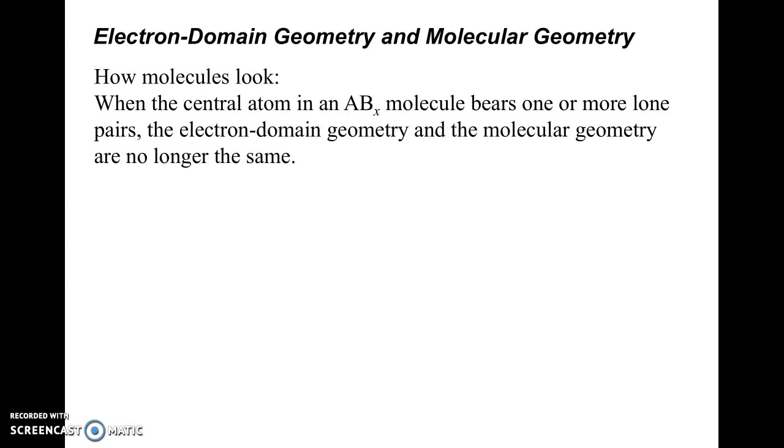All right, so we're going to look at the electron domain geometry versus the molecular, and the key is we have to look at the lone pairs that affect the electron domain geometry or define it, but they are just electrons, so you can't see them. So now the molecular geometry is not the same. I have an example here of ozone. If you draw the Lewis structure for ozone, this would be one of the predominant structures, and you see our central atom, which is oxygen, has a lone pair of electrons on it.